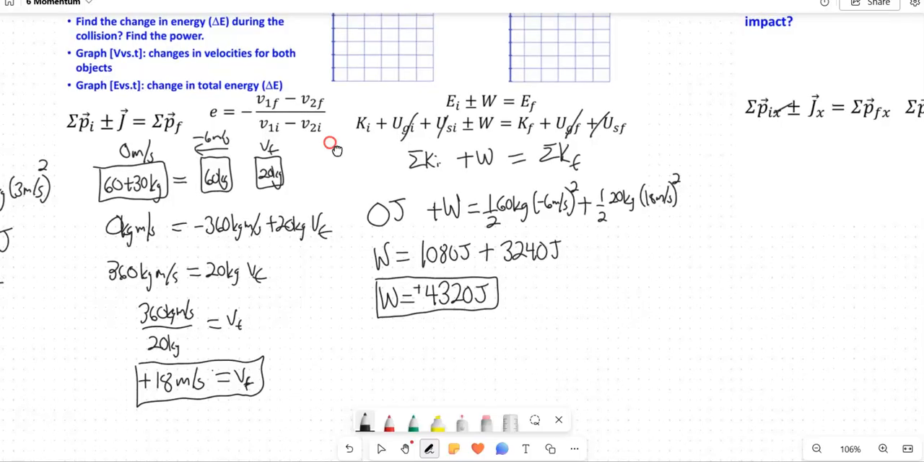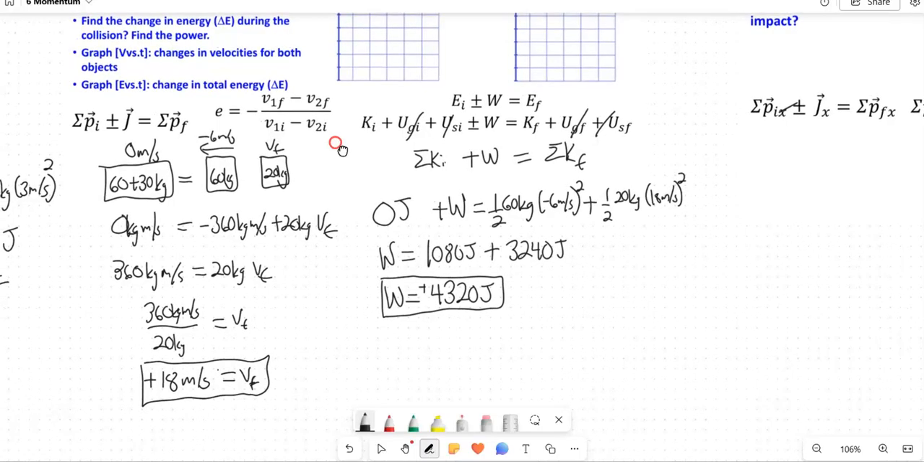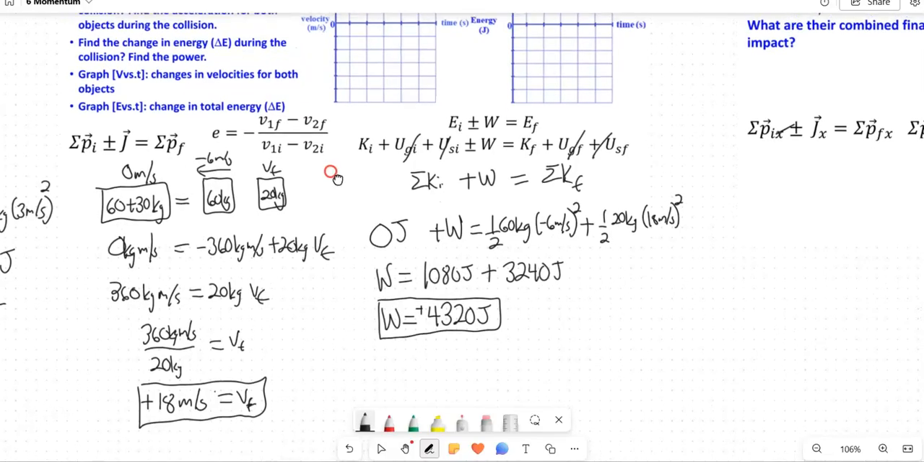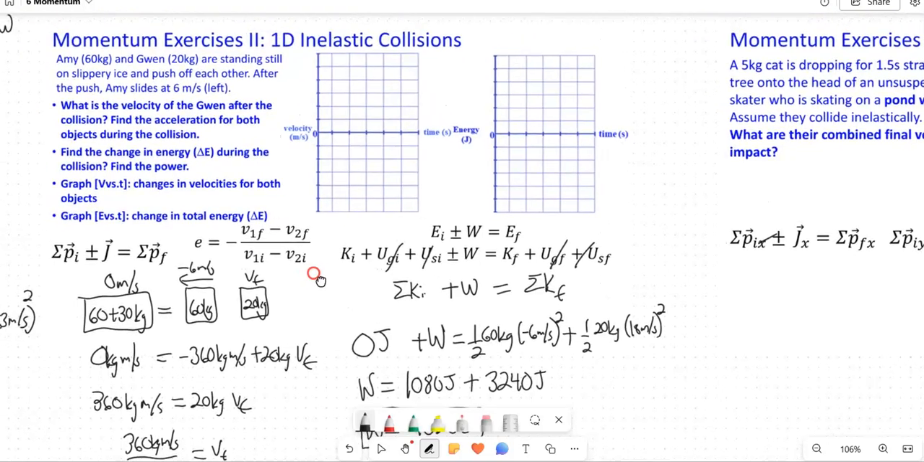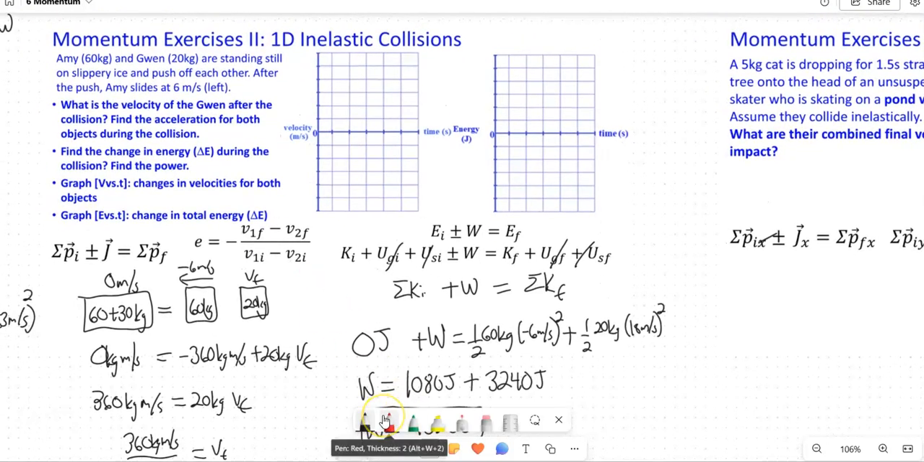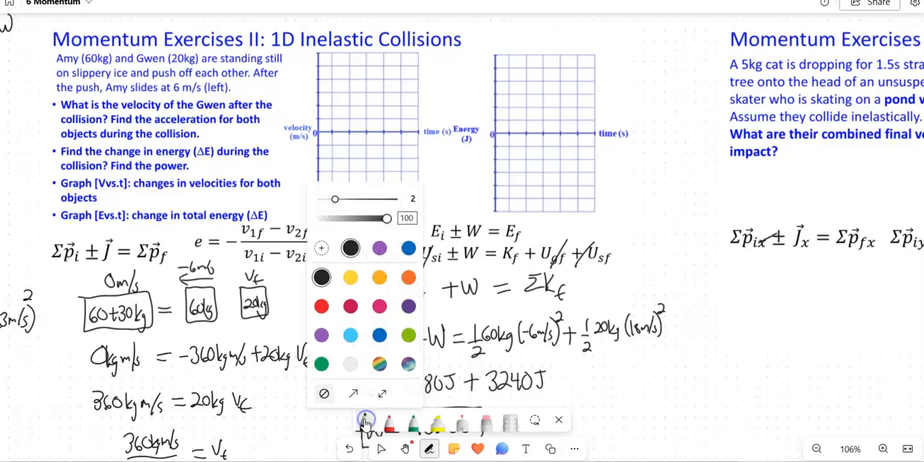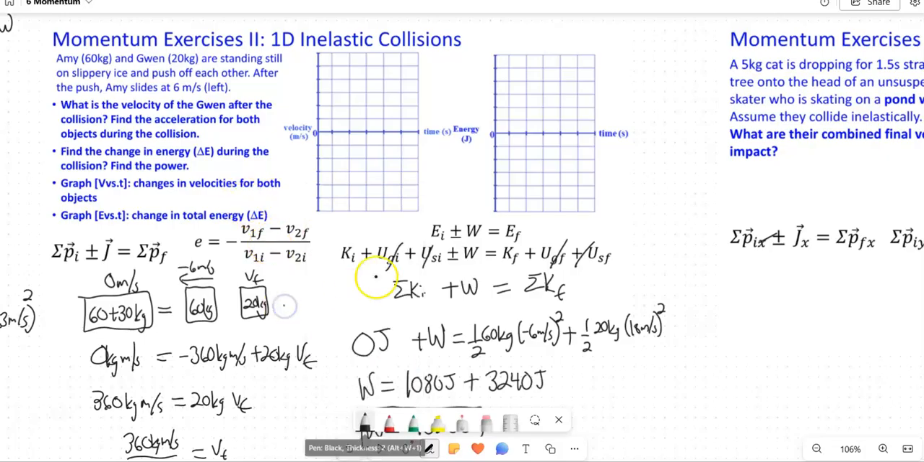Can we figure out the impulse? I think we might be able to. Okay, anyways, let's go ahead and work on this. I'm going to come back to that. Let's see if, after I do this and plot the stuff, I can come back and see if we can plot the forces. Okay.